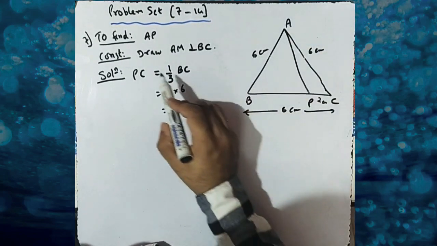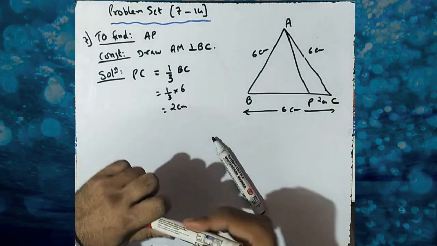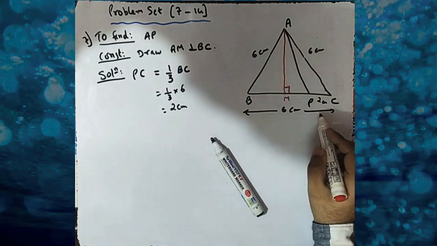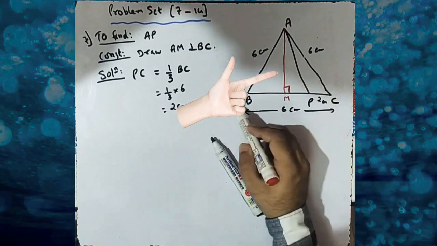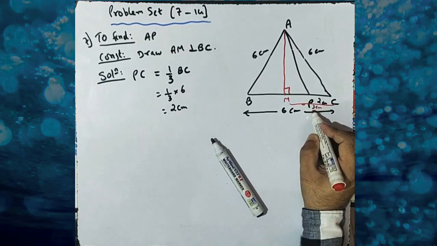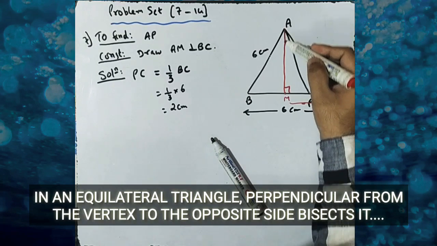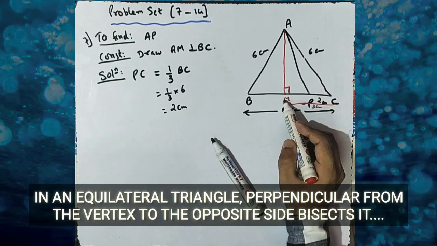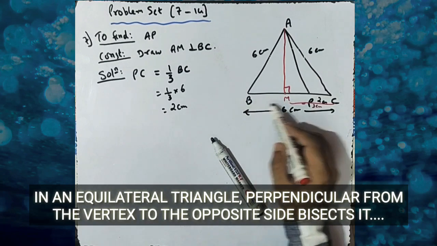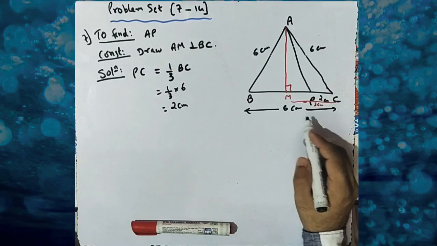In this sum, we will be doing one construction, and that is draw AM perpendicular to BC. Because AM is perpendicular to BC, MC will become half of 6, 3 centimeter, because in an equilateral triangle, perpendicular from the vertex to the opposite side bisects the opposite side. So MC will become half of 6, and that is 3 centimeter.